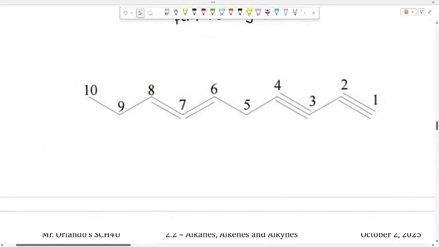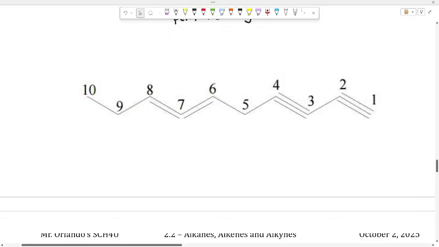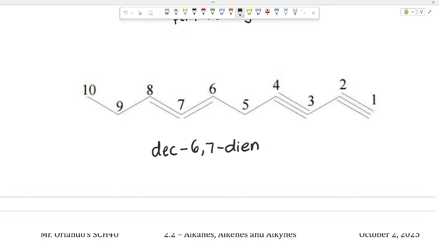Okay? And then this silly fella here. He's a decane, but he's not a decane. He's a diene, yne. Have we named this yet? Dec-6,7-diene. We still say ene, even though... 1, 3, yne. Yeah, there you go. Dec-6,7-diene-1,3-yne.